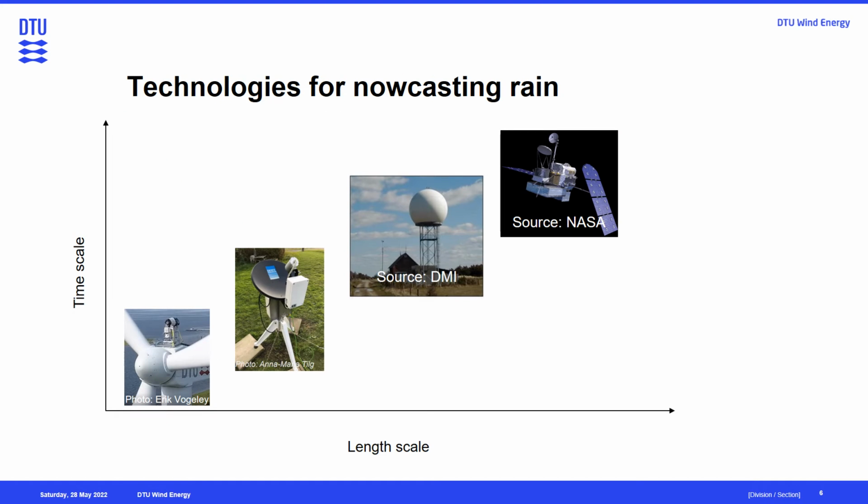The technologies for nowcasting of rain are, from the shorter timescales, nacelle-based LiDAR, or microrain radar, standing say on the ground or on the turbine, large weather radars, or satellite remote sensing of precipitation.